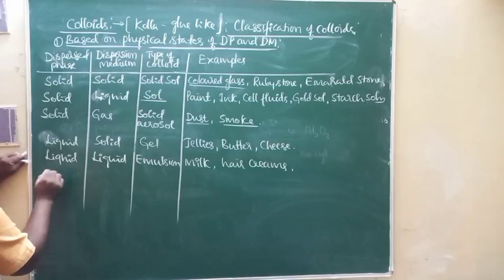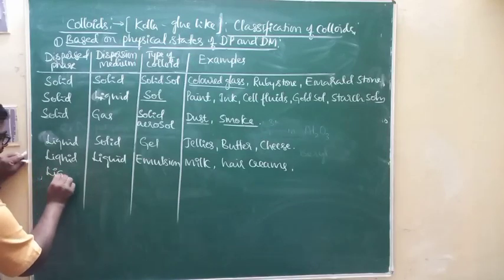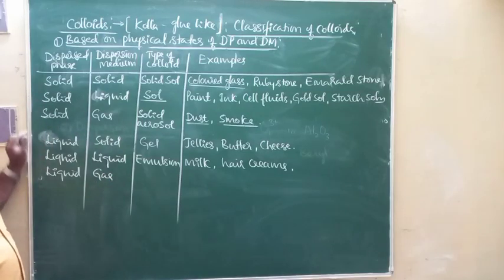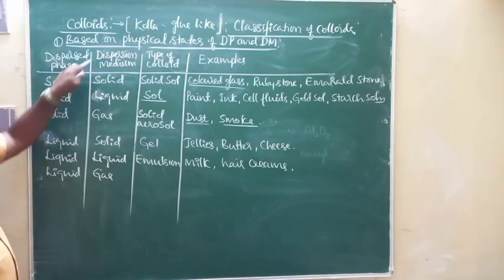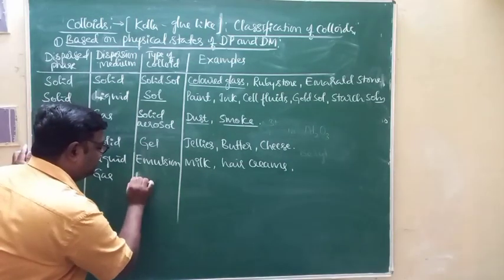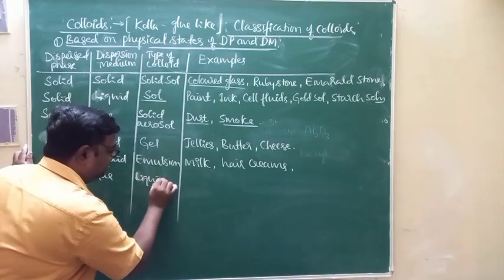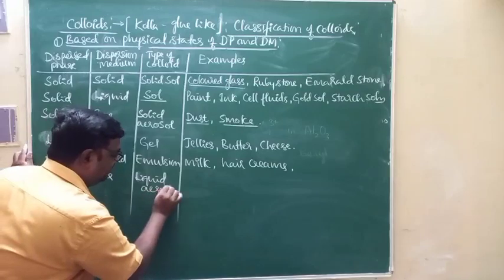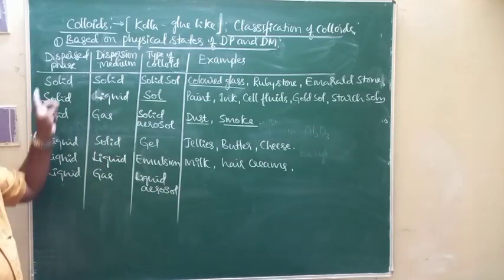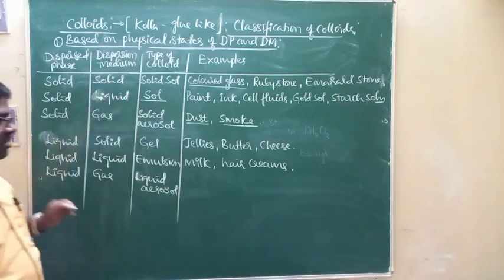And the next type is liquid in gas. The dispersed phase is a liquid, the dispersion medium is a gas, and the type of colloid is liquid aerosol. This is liquid aerosol, a type of colloid where liquid is the dispersed phase and gas is the dispersion medium.